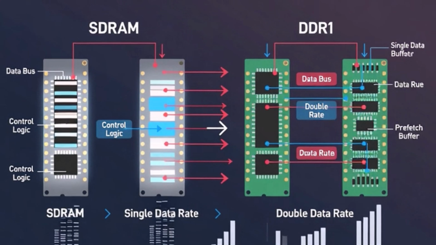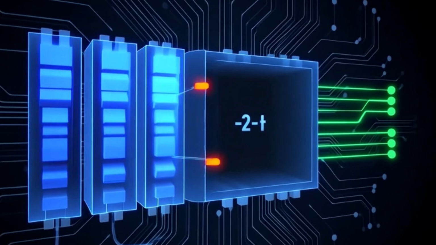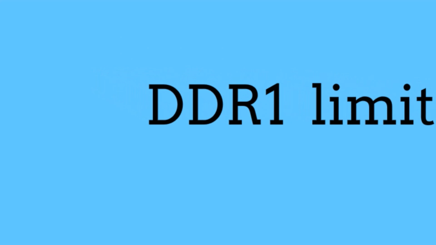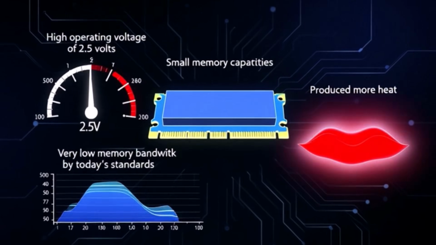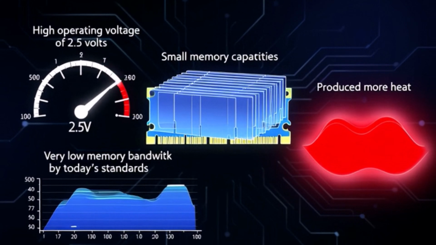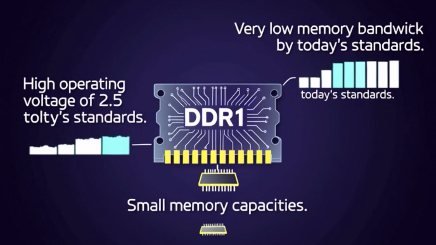Internally, DDR1 used a 2-bit prefetch buffer. This means the memory would fetch 2 bits of data at a time from the memory cells and then send them out efficiently. However, DDR1 had several limitations: high operating voltage of 2.5 volts, very low memory bandwidth by today's standards, small memory capacities, and it produced more heat.